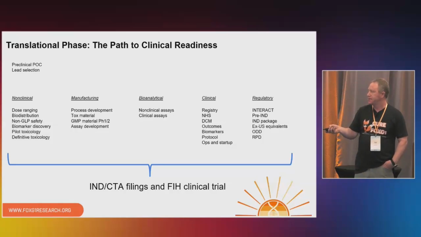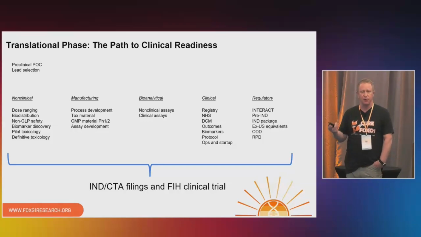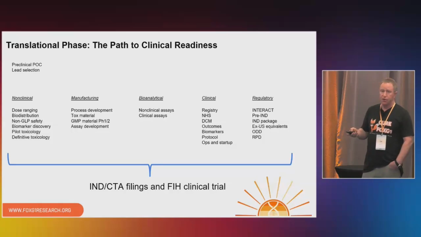Ultimately, all this work will culminate in us being able to submit what we call an investigational new drug application, or IND. This is in the US. Outside of the US, it's called a CTA, a clinical trial authorization, so that we can move forward with a clinical trial. So all these are discrete efforts, and there are groups of people and teams and partners doing each and every single one of those.